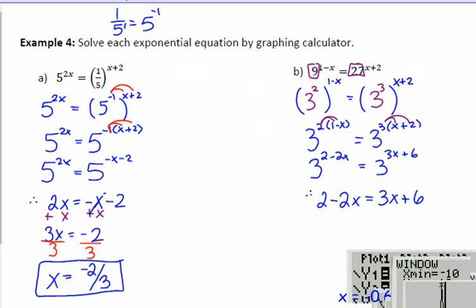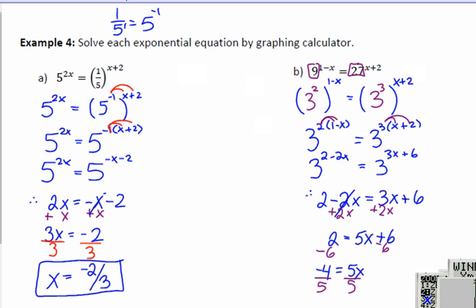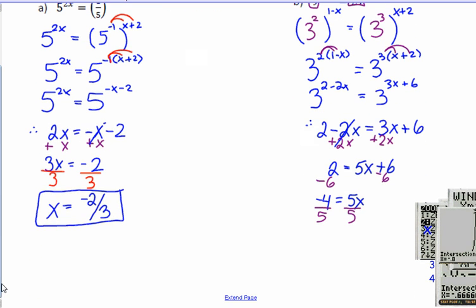We want all the x's together. So who do we want to move first? -2x, yeah. Make it plus 2x. Okay. So we have, this is gone, 2 equals 5x plus 6 now. Take away the 6. So -4 equals 5x and divide by 5. There's our answer. -4 over 5. Whew, good thing we don't have to check this guy.